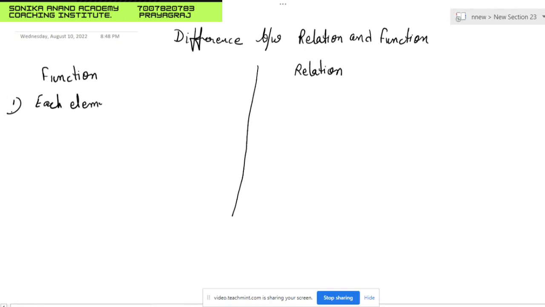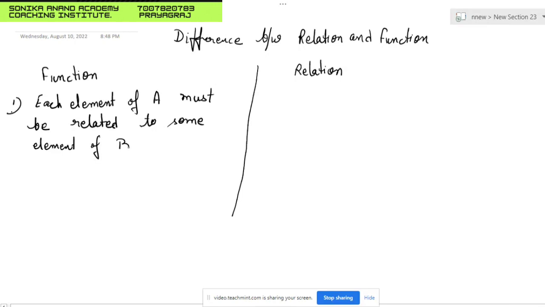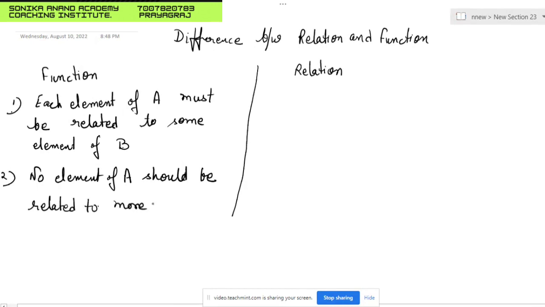Each element of A, that means any set, must be related to some element of B. No element of A should be related to more than one element of B. Clear?